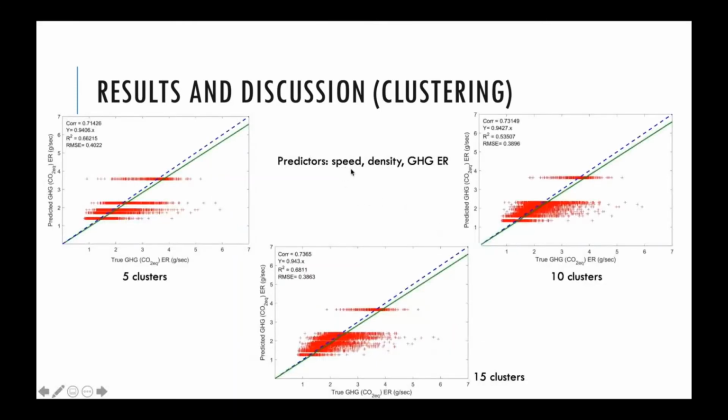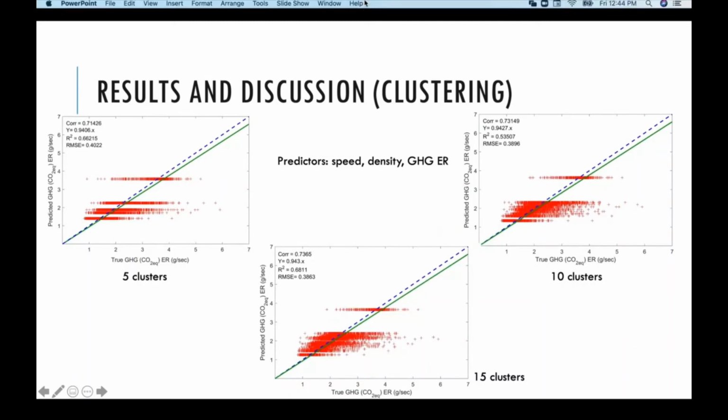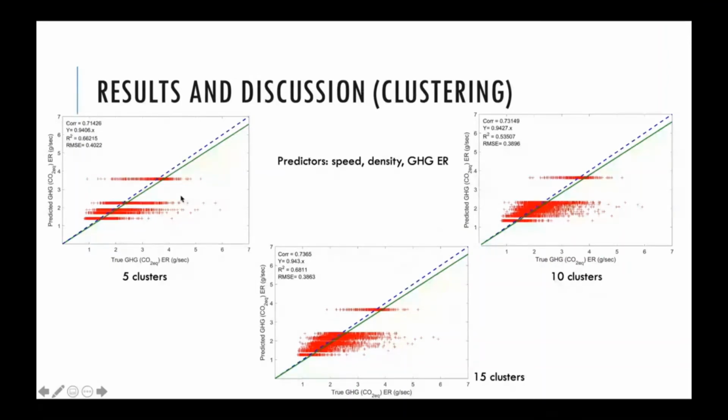Moving to the results, we use the same predictors: speed, density, and greenhouse gas emission. Here you can see 5 clusters, 10 clusters, and 15 clusters. We use the same performance indicators. On the x-axis, again, we have the true value. On the y-axis, we have the predicted values of greenhouse gas emission rate.